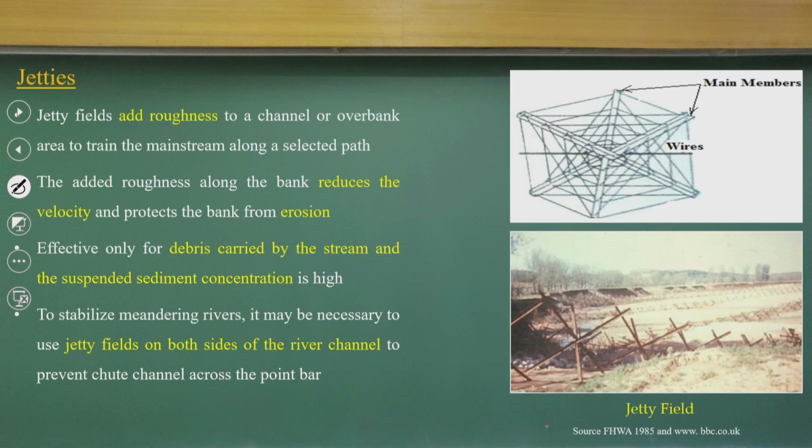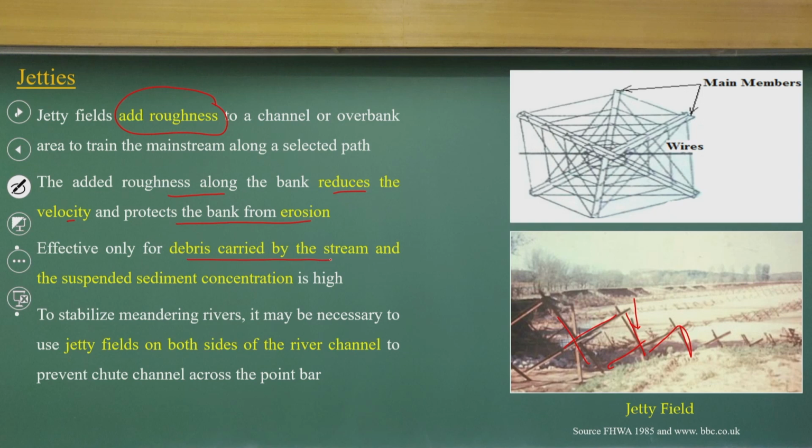What we try to do is a jetty field. The basic idea of the jetty field is that it is just a wire mesh. The basic idea is to add roughness or reduce the velocity of the flow on the bank or the channels along a selected path. As it reduces the velocity, and if I have a lot of sediment load, then sedimentation and deposition can start. So, adding the roughness reduces the velocity and protects the bank from erosion, and it is effective if there is debris carried by the stream.